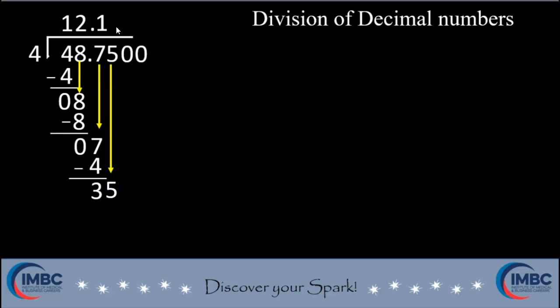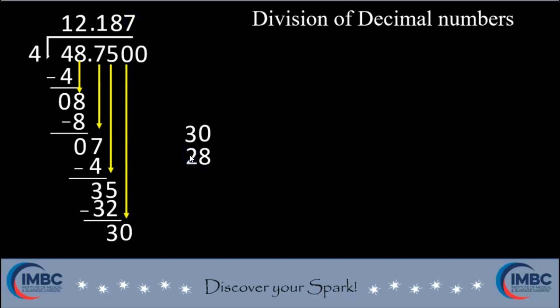4 goes into 35 8 times. 8 times 4 is 32. Again, we do the subtraction. We bring down the 0. That's a 30. I'm going to just move the 30 right over here so it's easy for us to continue. 4 can go into 30 7 times. 7 times 4 is 28. Do the subtraction. 30 minus 28 is 2.